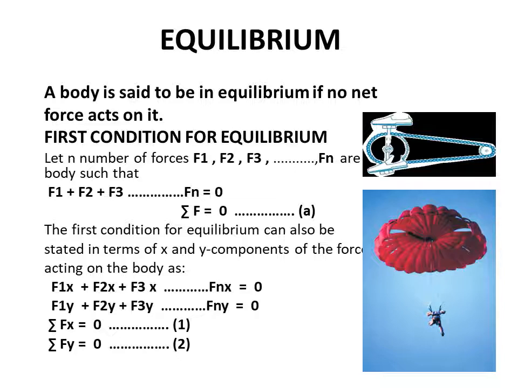In the case of objects moving with a uniform velocity, the resultant force acting on them is zero. A car moving with a uniform velocity on a leveled road and an aeroplane flying in the air with uniform velocity are examples of bodies in equilibrium. A body is said to be in equilibrium if no net force acts on it.